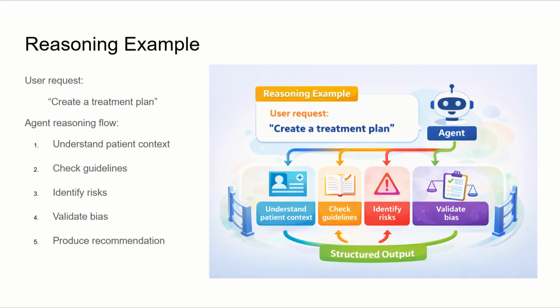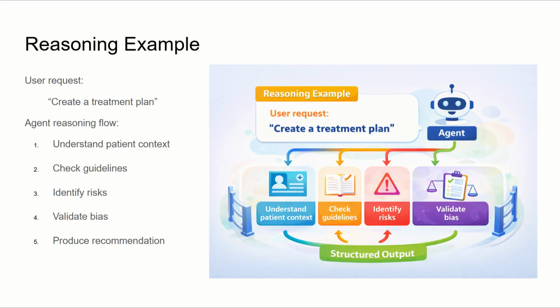And after that, it validates bias. Is this recommendation favoring a certain demographic? Is anything being overlooked? Only after all this does it produce a recommendation. This is reasoning in action. Not guessing, not generating, but thinking step by step. This is why agents are suitable for high stakes domains.